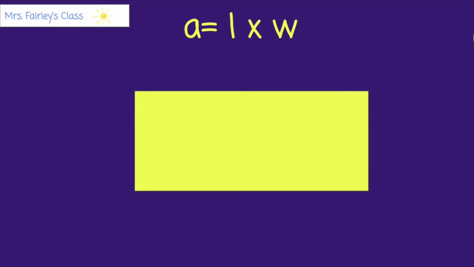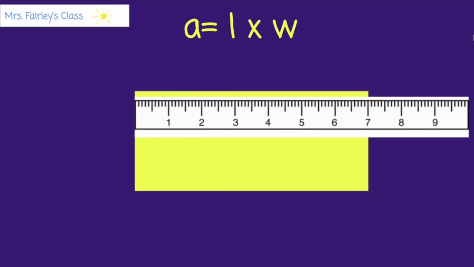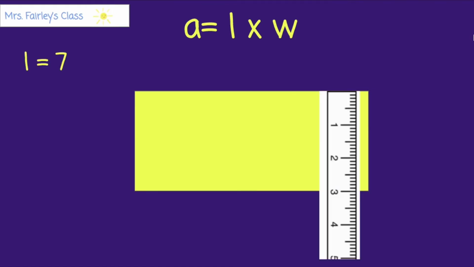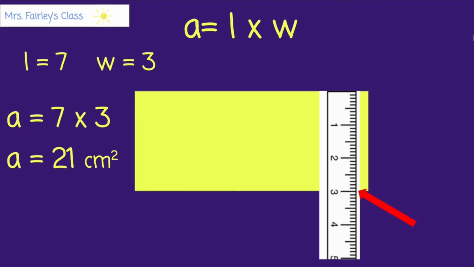We'll find the area of this rectangle using that formula because it's not on a grid and we can't simply count the squares. The length is 7, and for the sake of this video, we'll say that's 7 centimeters, though it's not to scale. So l, or length, is 7. Our width is 3, w equals 3. Let's plug those numbers into the formula. Area equals length times width, so 7 times 3. This rectangle has an area of 21 centimeters squared.